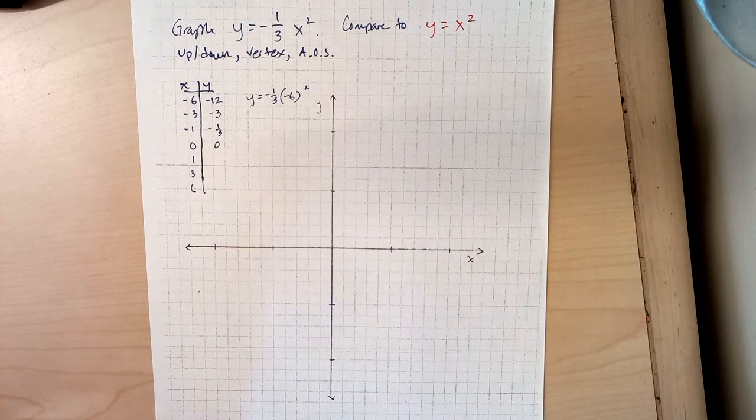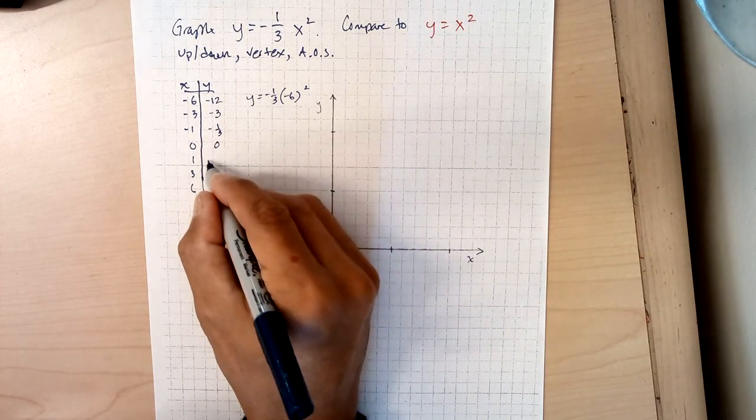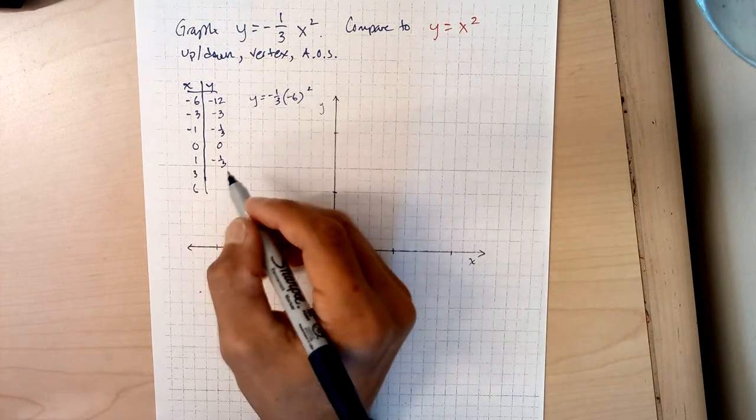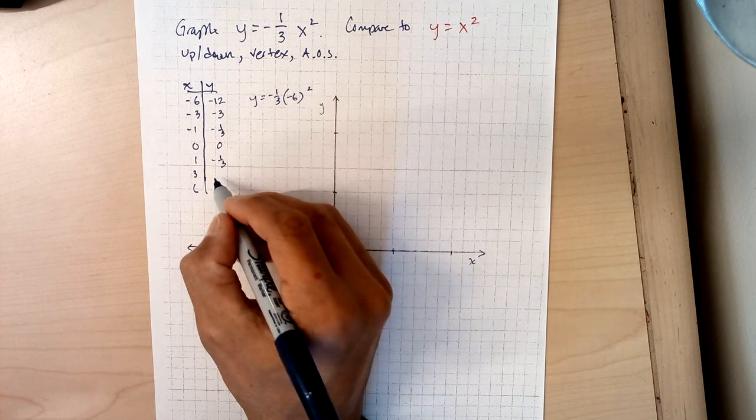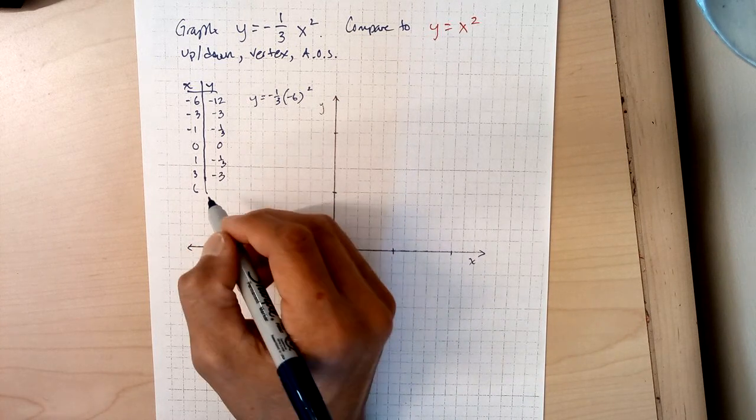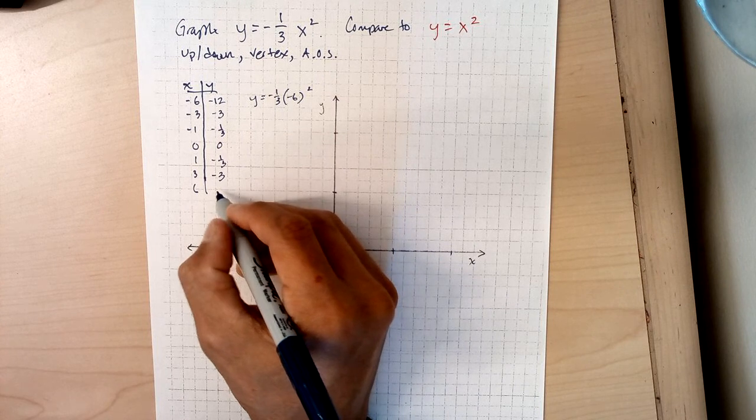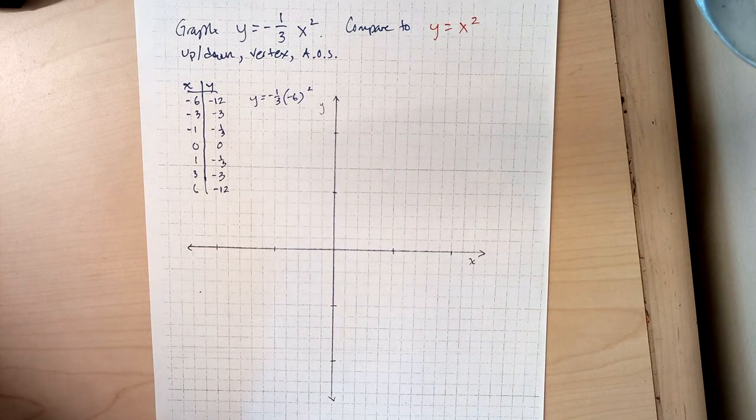And then just repeat the process. 1 squared is 1 times -1/3 is -1/3. 3 squared, 9. And then times -1/3 is -3. 6 squared is 36 times -1/3 is -12.